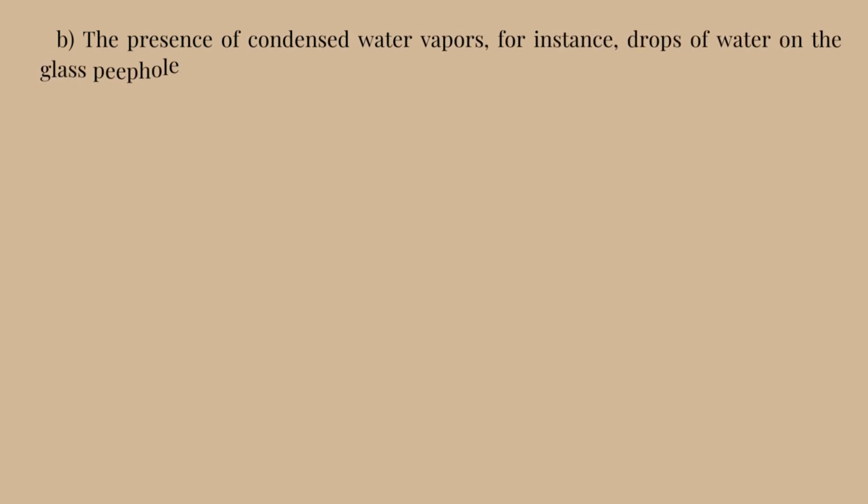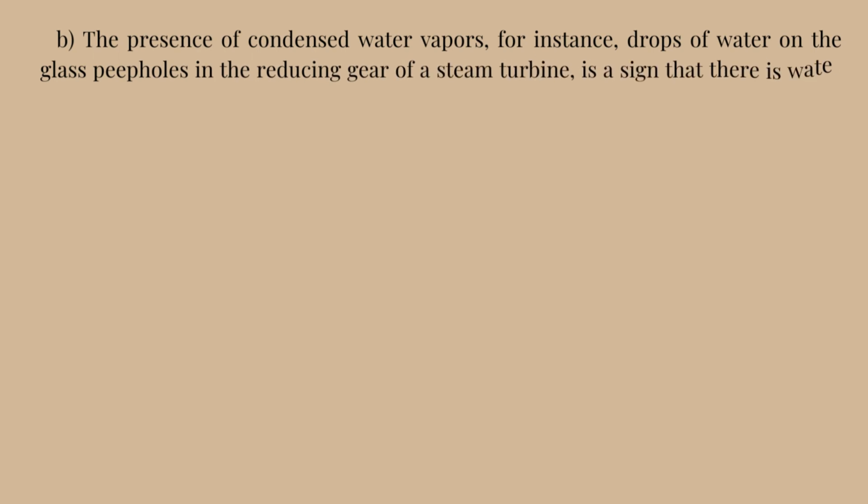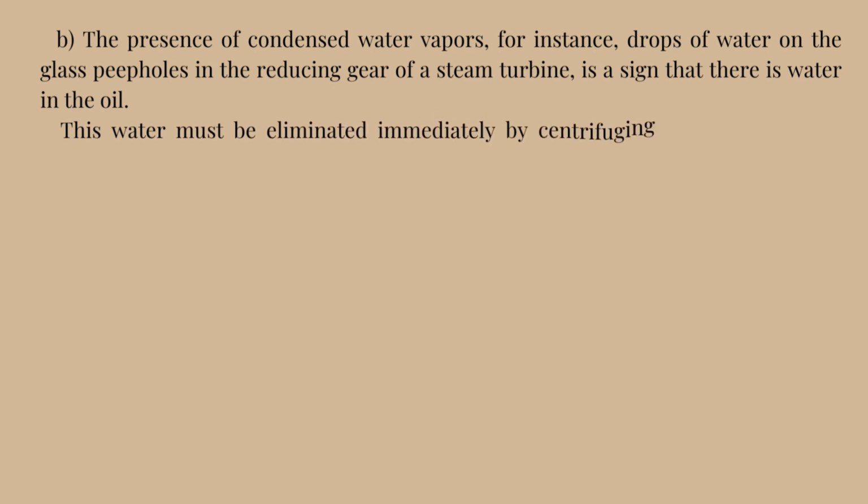B. The presence of condensed water vapors, for instance, drops of water on the glass peepholes in the reducing gear of a steam turbine, is a sign that there is water in the oil. This water must be eliminated immediately by centrifuging and, if this is not possible, by decanting.